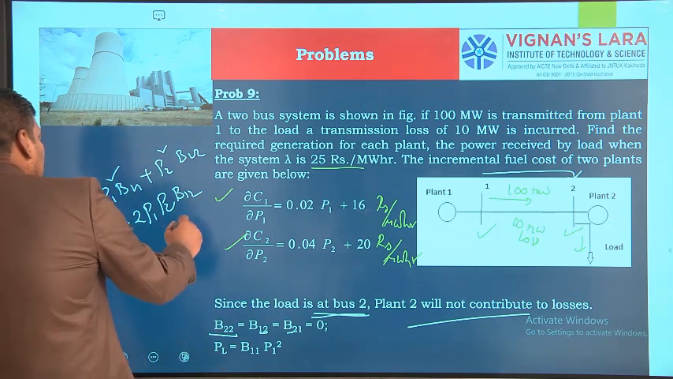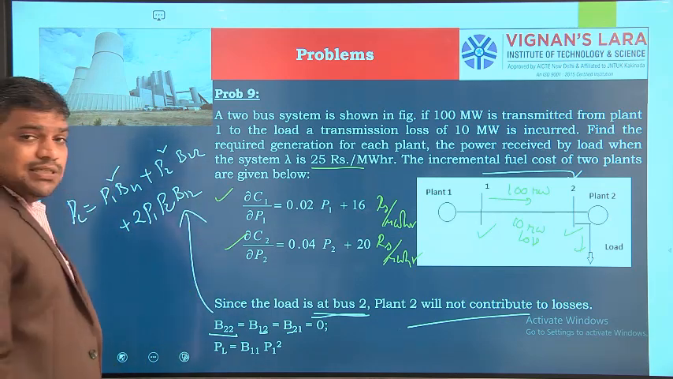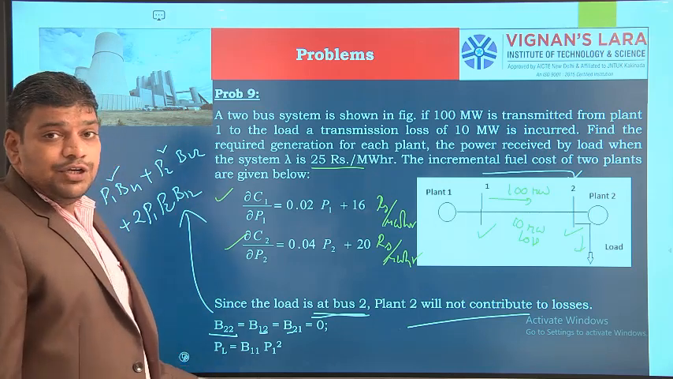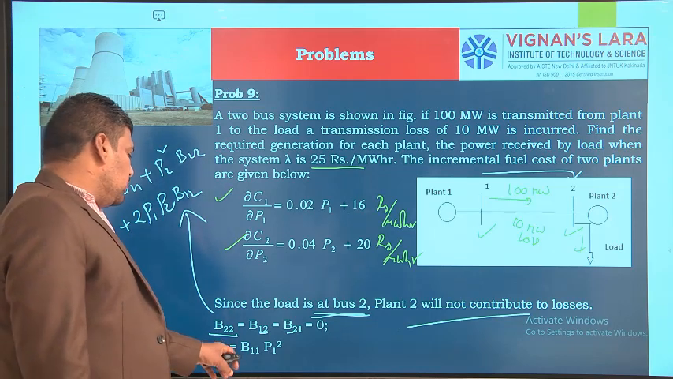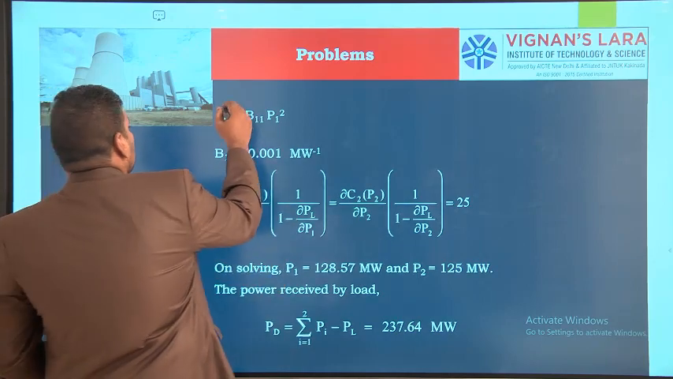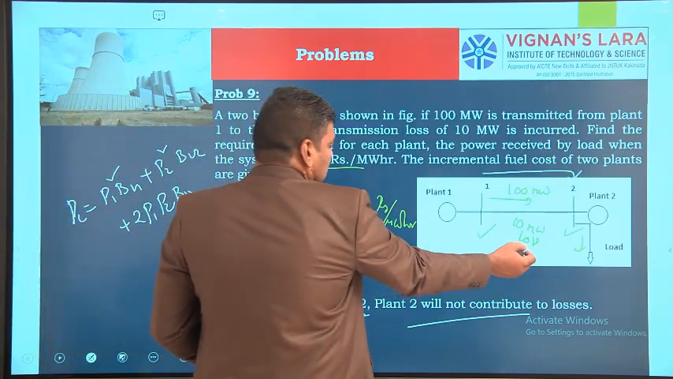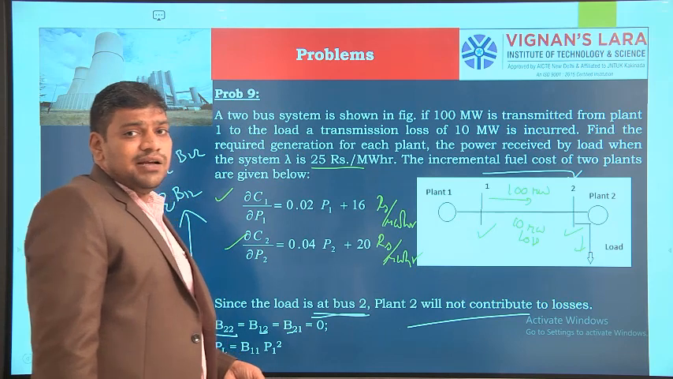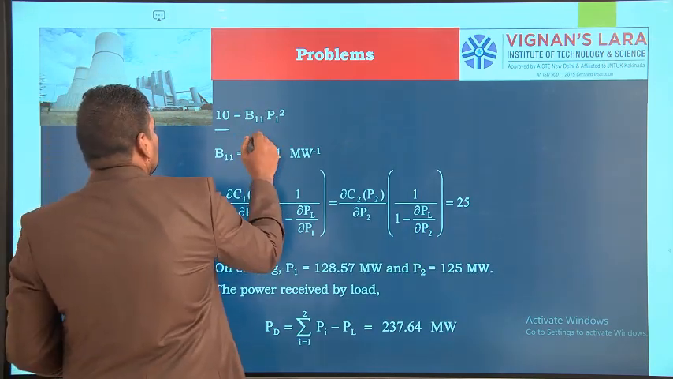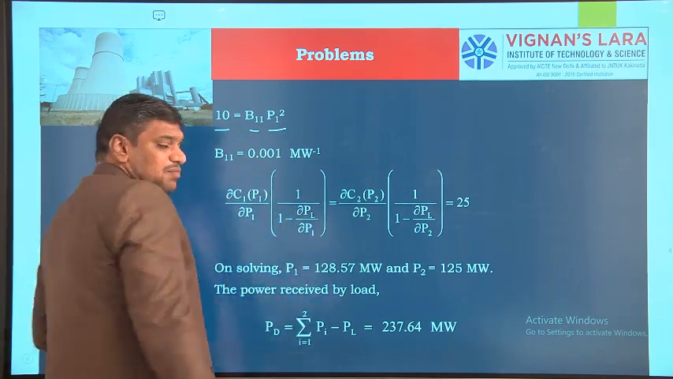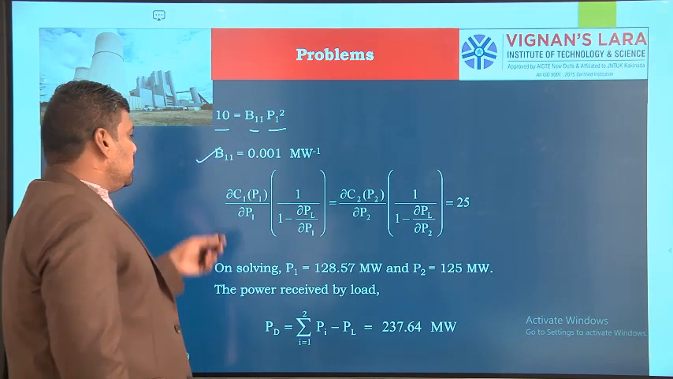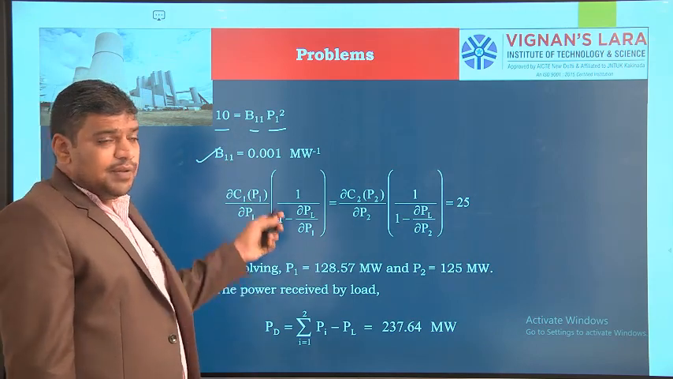Substituting in the loss expression, PL is equal to B11 into P1 square. A 10 megawatt loss occurs due to the transfer of 100 megawatts of generation. So 10 megawatts of loss is equal to B11 into 100 square. On substituting, you will get B11 is equal to 0.001, and the units will be megawatt inverse.